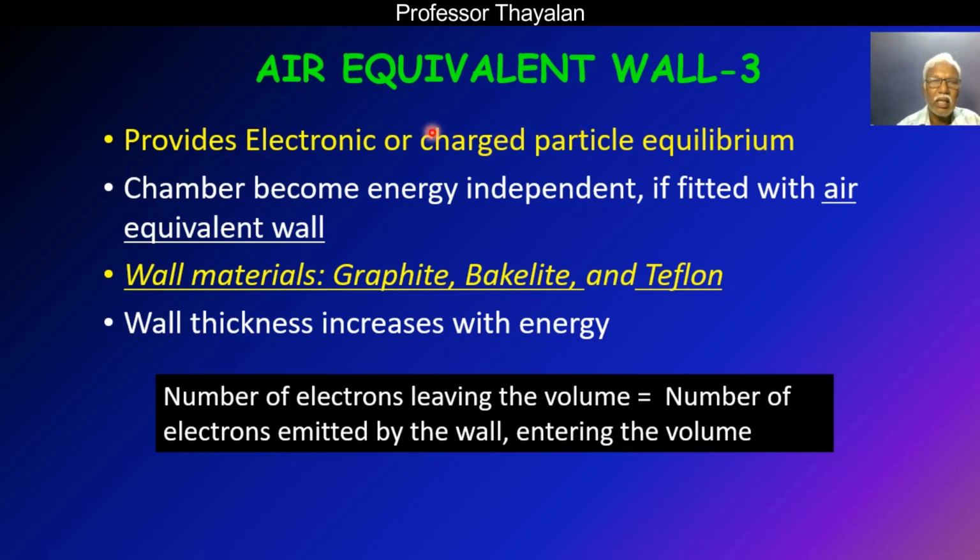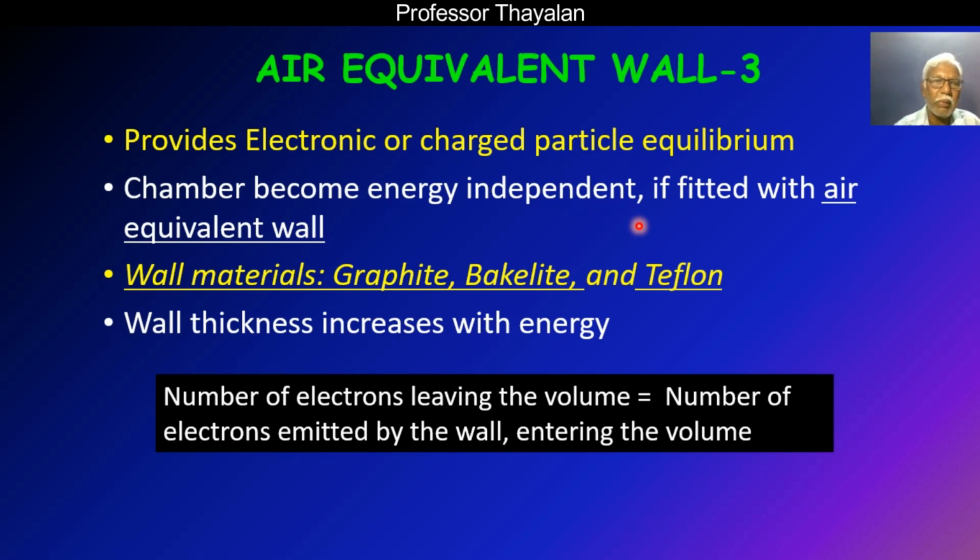What is that? If we have a charged particle equilibrium, the number of electrons leaving the volume is equal to the number of electrons emitted by the wall entering the volume. So this is the advantage of having an air equivalent wall. Another thing is, the chamber becomes energy independent. That means the chamber can be used for any radiation energy for measurement.